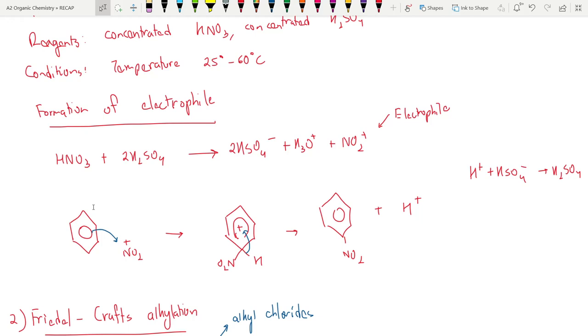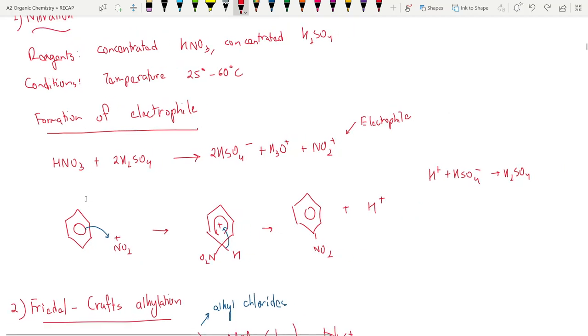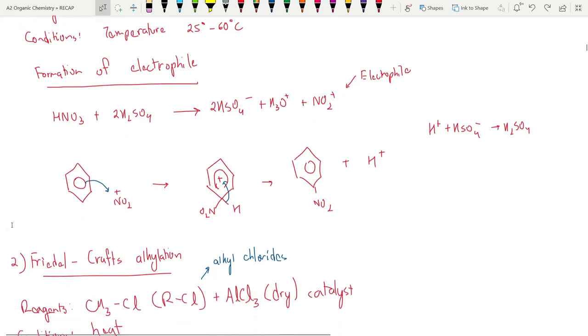And then there's heterolytic fission of this bond. Okay, heterolytic fission occurs and hydrogen actually sacrifices its electron, which fills up the deficiency in the benzene ring, and this is how the H2SO4 is regenerated. So it's actually acting as a catalyst.